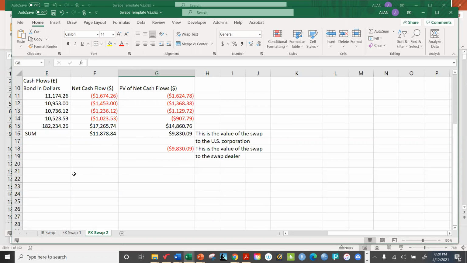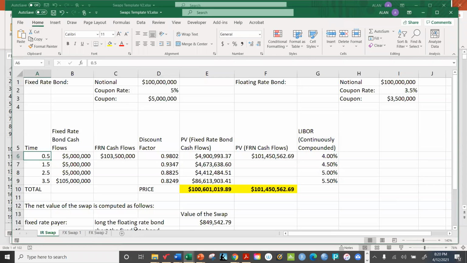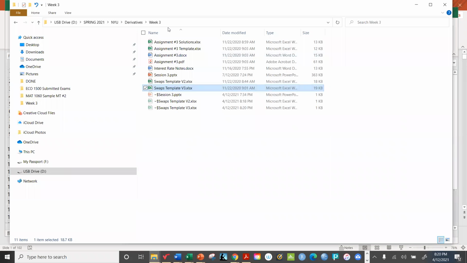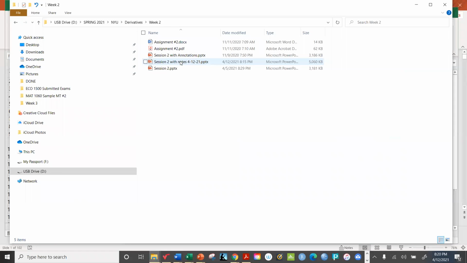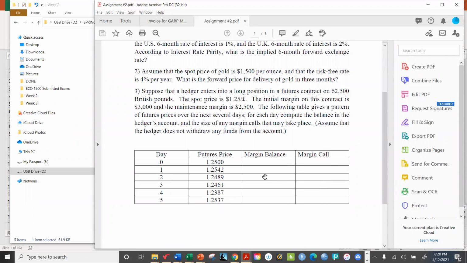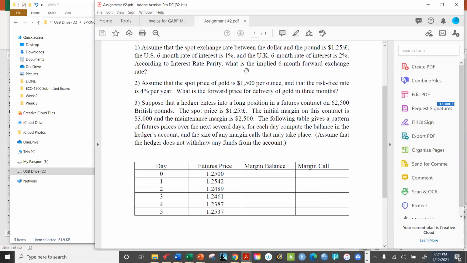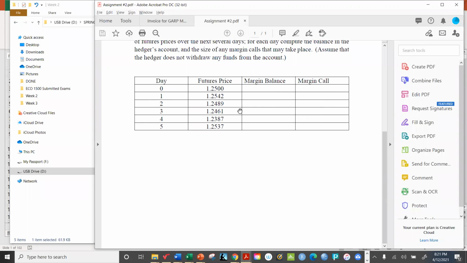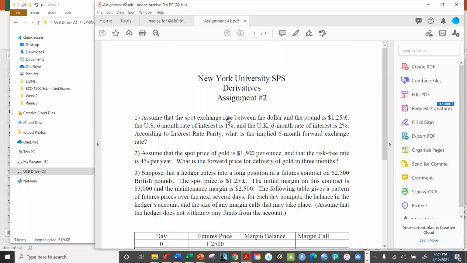And don't forget that there was an assignment due this week. This week there's one too. I think there's one every week. Let me just go back and remind myself what it was. Let's take a look at this thing real fast. Oh, okay. So you're going to fill in this table, which explains how the margin balance changes over time and whether or not there's a margin call. You're going to calculate some implied forward exchange rates. You're going to calculate some forward prices for gold. Oh, and that's it. So it's pretty quick. You shouldn't have any trouble with this at all, because we went through all of these in very great detail. All right, so that will be the assignment for week 2.